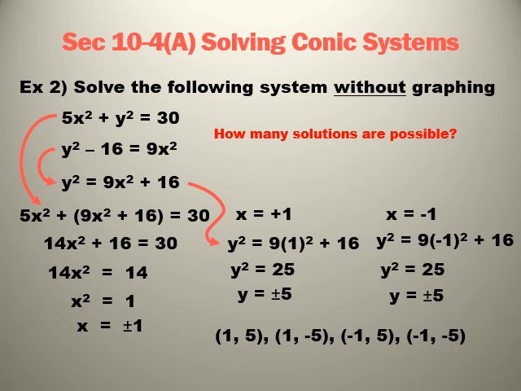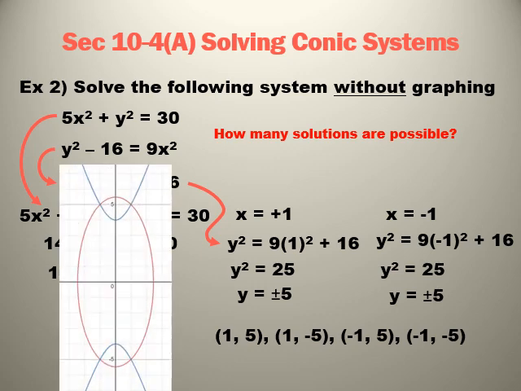So we end up with 4 points of intersection. So this one I actually graphed, so you can kind of see, indeed, you would get 4, just to verify our solutions.